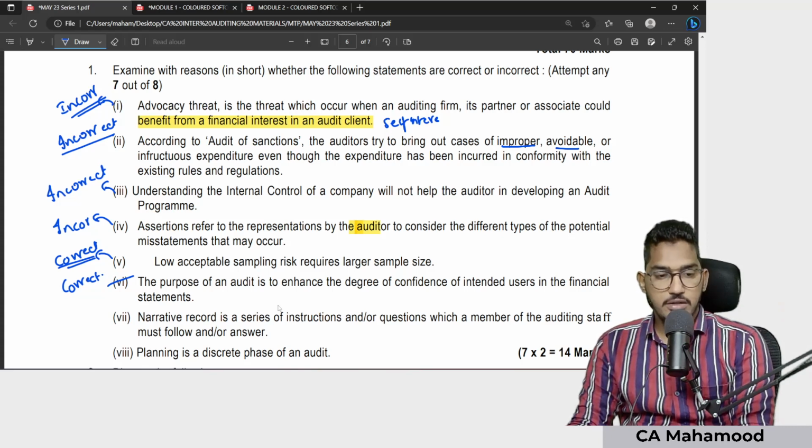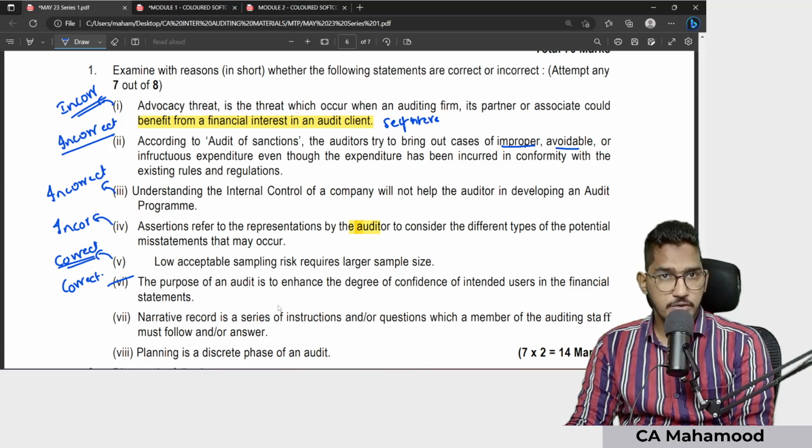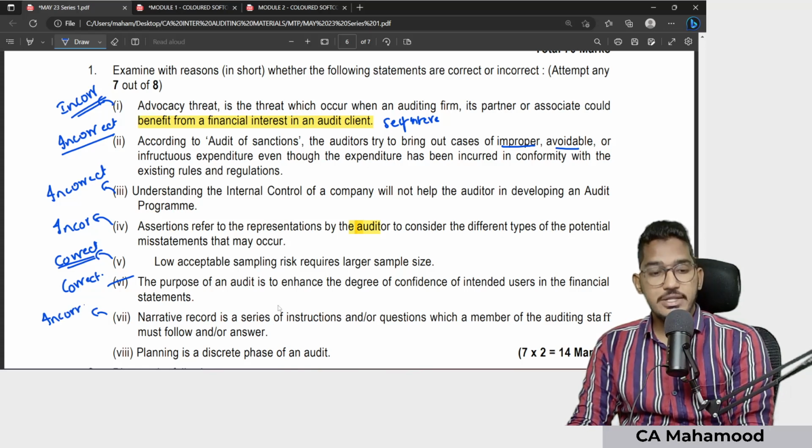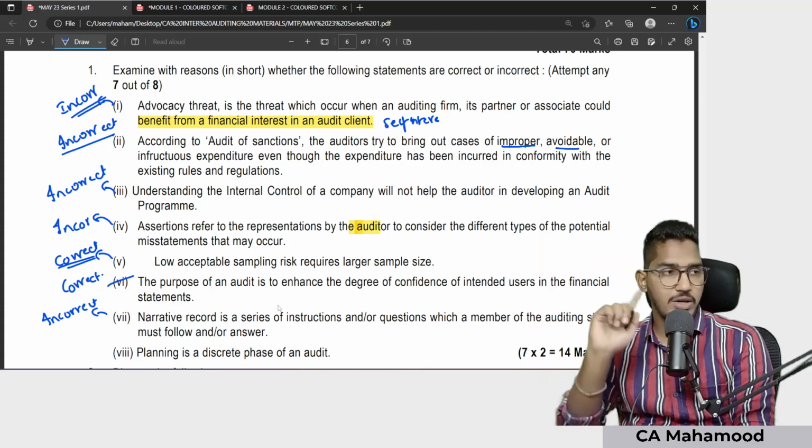Next, seventh statement. Narrative record is a series of instructions or questions which a member of the auditing staff must follow or answer. Do you agree? No, this is incorrect. Why? Because it is a checklist. Checklist is a series of instructions which are required to be answered by auditing staff, not narrative record.